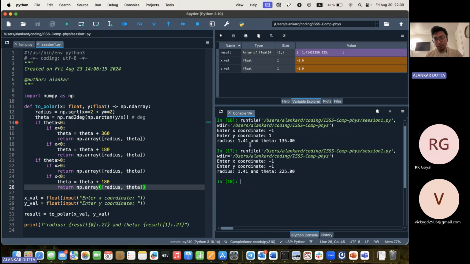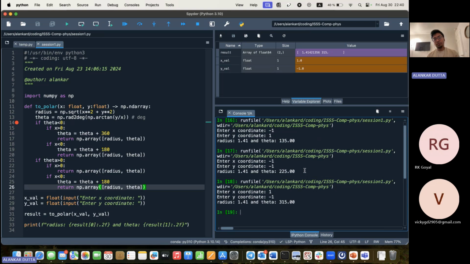So this is 225, so definitely we are in the third quadrant. And then the last case is where x is positive while y is negative. And let's see, yes, now we are in the fourth quadrant. So this is now working fine. Is this clear? I can go through some parts of the code where this might not be clear, so please feel free to ask.